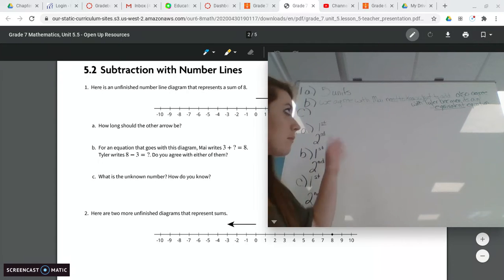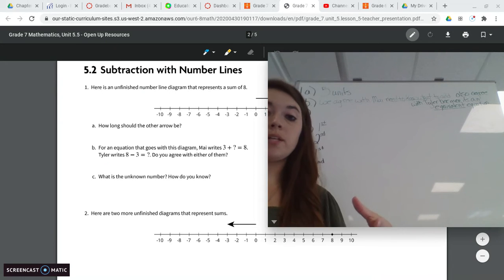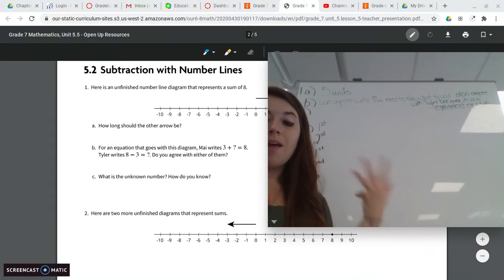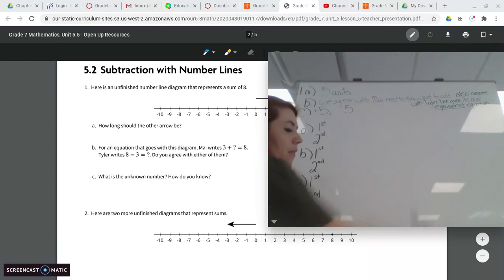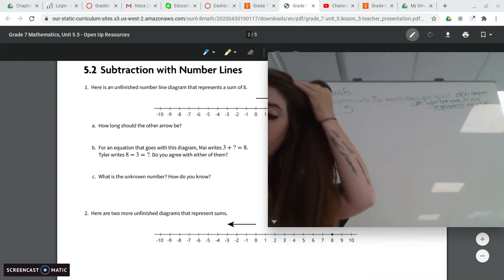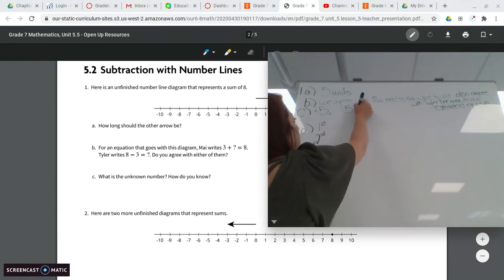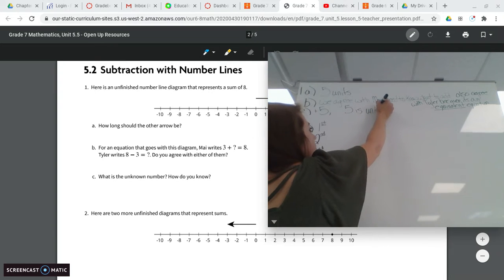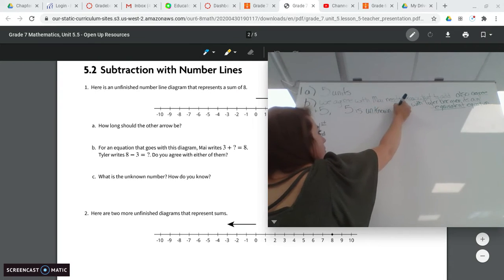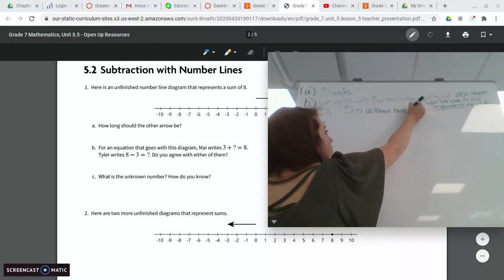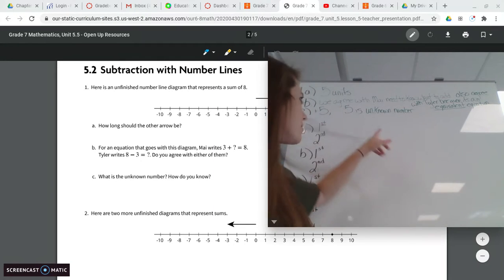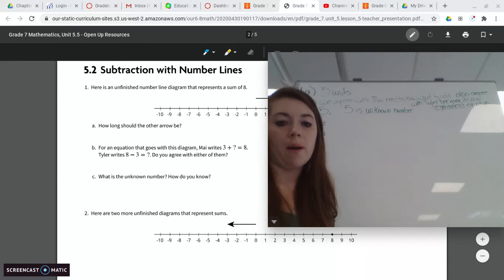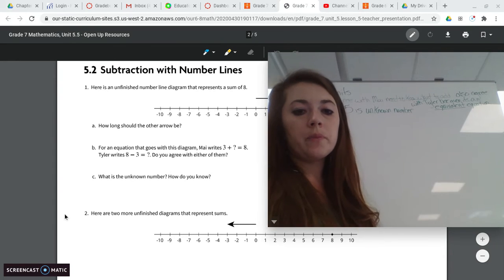All right, for C, what is the unknown number and how do you know? Well, we know the arrow needs to be 5 units long, which means that the number is also 5. So the change is 5, and the overall answer, the unknown number, is 5. So just like we said, in order to go from 3 to 8, we have to add the 5. That's how we know that 5 is the unknown number.